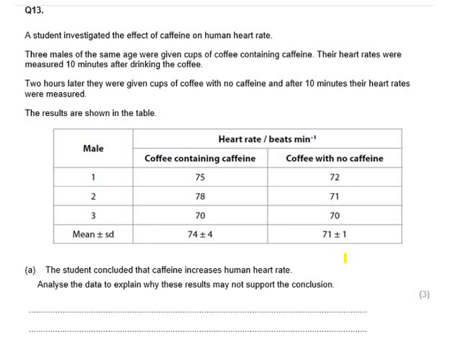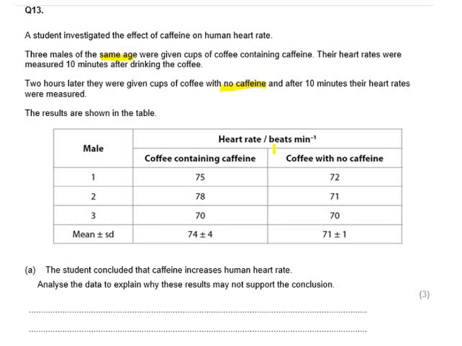Question 13. A student investigated the effect of caffeine on human heart rate. 3 males of the same age were given cups of coffee containing caffeine. Their heart rates were measured 10 minutes after drinking coffee. 2 hours later, they were given cups of coffee with no caffeine, and after 10 minutes, their heart rates were measured again. The results are shown in the table.